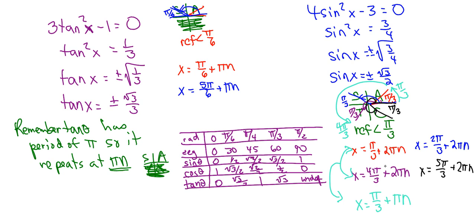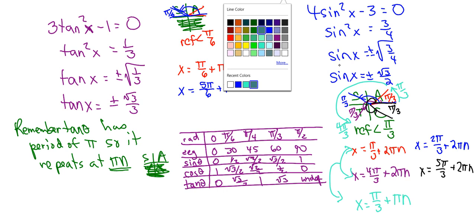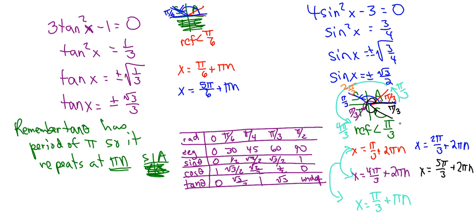Likewise, I'll use another color. Just kidding, I don't like that one, I'll use orange. So likewise, I have this angle, which is 2 pi over 3. And then I have this one, which is 5 pi over 3. So if I add 3 pi over 3, which is 1 pi, I can consolidate these two into one statement, which would be x equals 2 pi over 3 plus pi n.